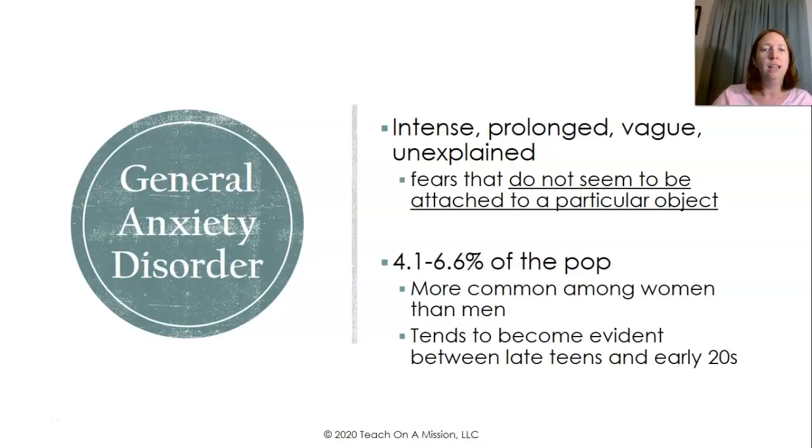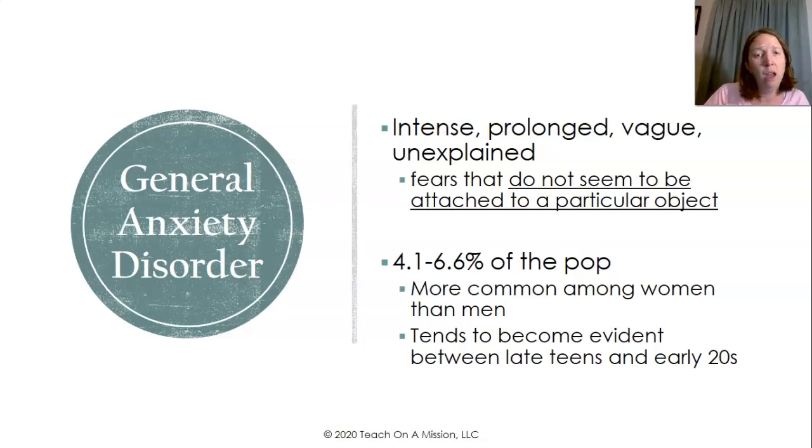General anxiety disorder. This is intense, prolonged, vague, and unexplained anxiety. Here's what's the key on this one besides the intense, prolonged, vague, and unexplained symptoms. The anxiety, the fears, do not seem to be attached to a particular object. So someone is worried in general, and they can't even express why. They cannot pinpoint, like, if I fix this thing, my anxiety will go down. It's this constant feeling of worry.